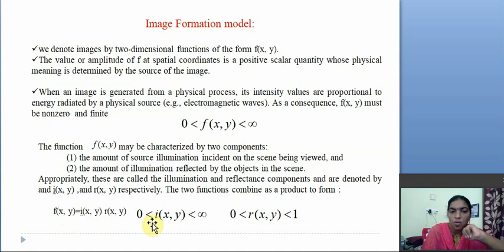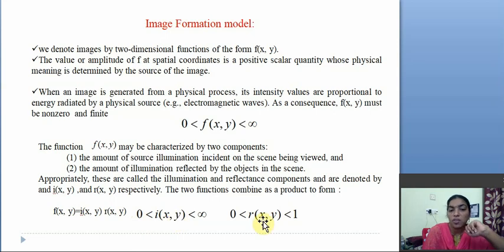Now what is the range of illumination here? We don't know actually. So that means from 0 to infinite value. There is no fixed value, 0 to infinite. That's why the i of x comma y range is 0 to infinite.